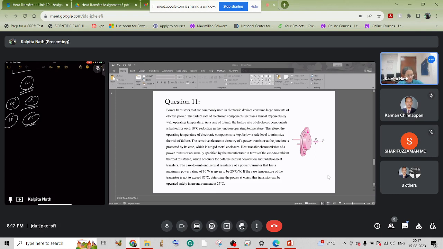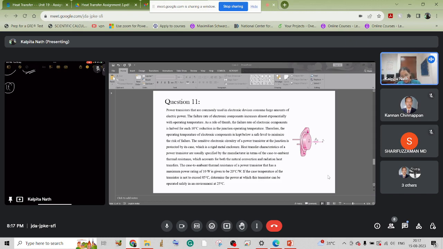Okay. As you have already solved, I don't think anyone will be solving anytime soon. So let us proceed with the solution then. First of all, let us discuss the assumptions here. First, it will obviously be a steady-state operation, and the transistor case we are considering as isothermal. So its temperature is 85 degrees Celsius, because the safety limit is 85 degrees Celsius.